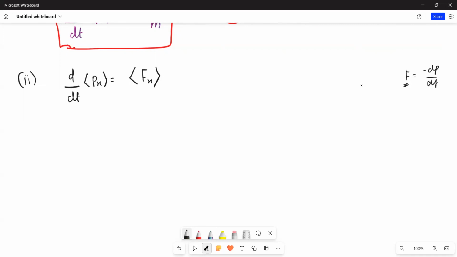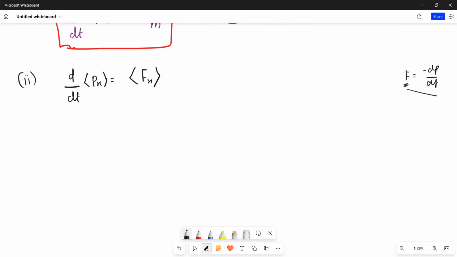See this equation. What is the difference between this equation and this one? Both are the same. Only thing is here we are applying the expectation value for force. What we are getting? The same d by dt of the expectation value of px. So now through this, we need to once again prove this equation here.